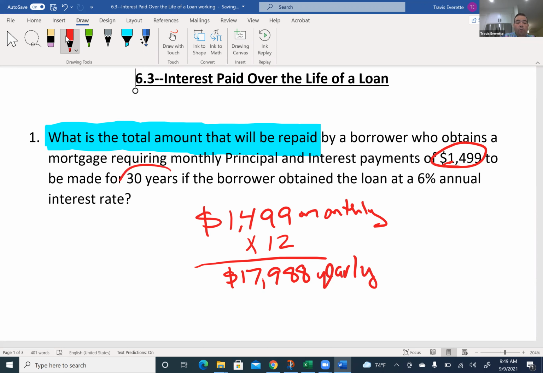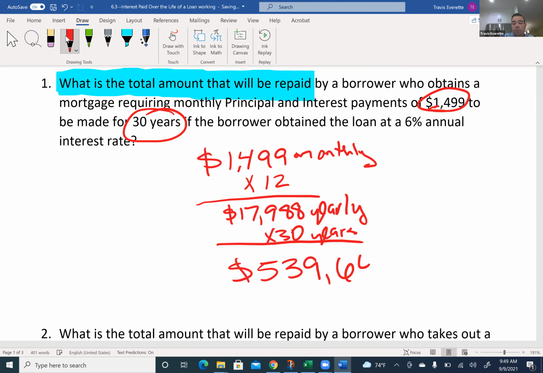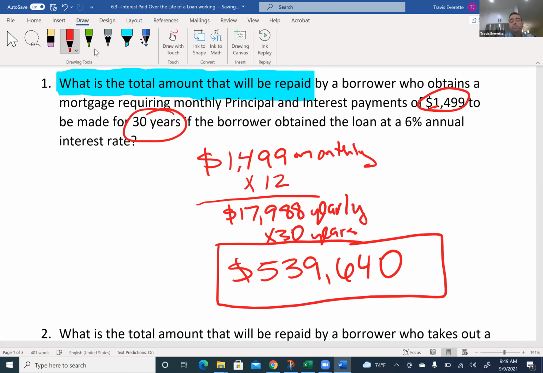And we know that is for 30 years. So times 30 years, that will give us a total repayment on this loan of $539,640. Now, we just don't know in this case how much of that is interest and how much is principal, because they didn't give us that information. But it's okay. They didn't ask us for those things. They just said how much is going to be paid back. And the amount that's going to be paid back is $539,640.